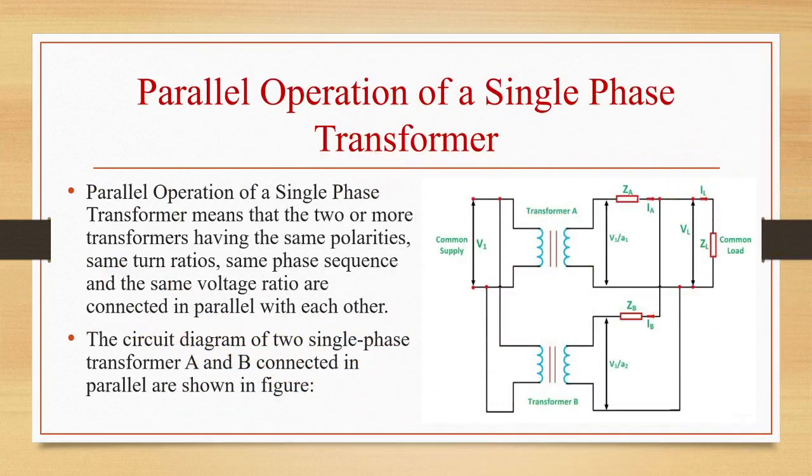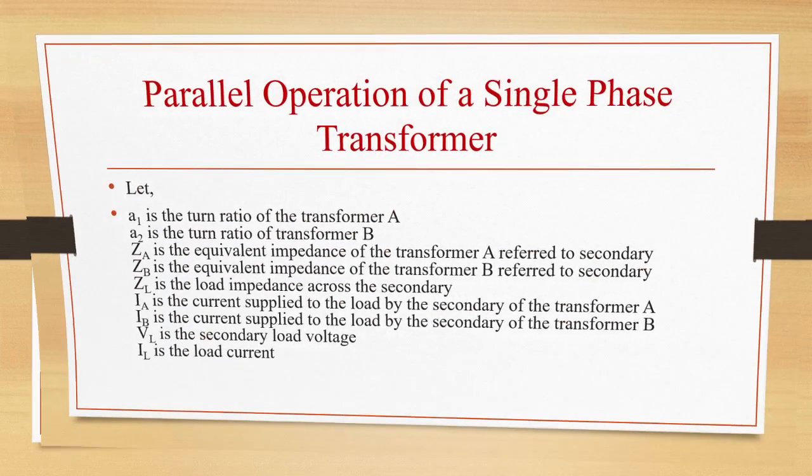So let us see how transformers work when they are connected in parallel. Parallel operation of single phase transformers means that two or more transformers having the same polarities, same turn ratio, same phase sequence and same voltage ratio are connected in parallel with each other. The circuit diagram of two single phase transformers A and B connected in parallel is shown in the figure. They have to meet all the conditions mentioned previously, and they are now connected in parallel.